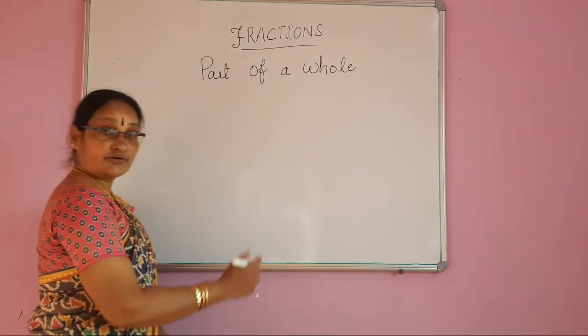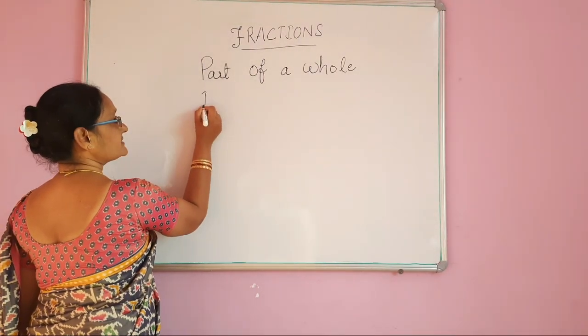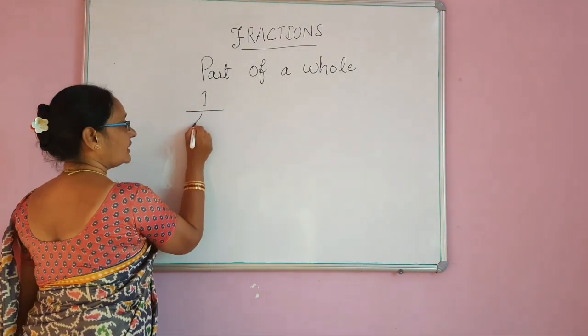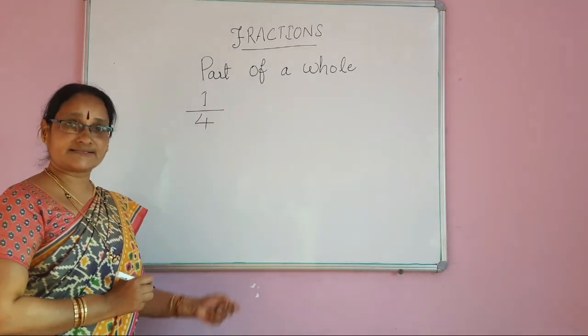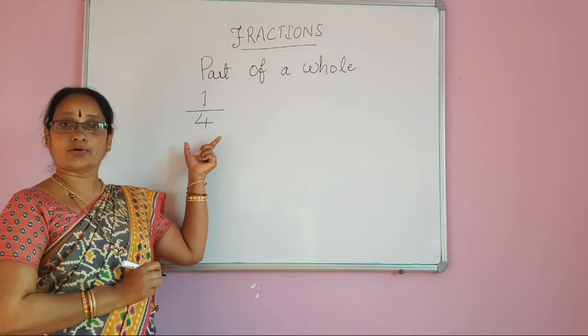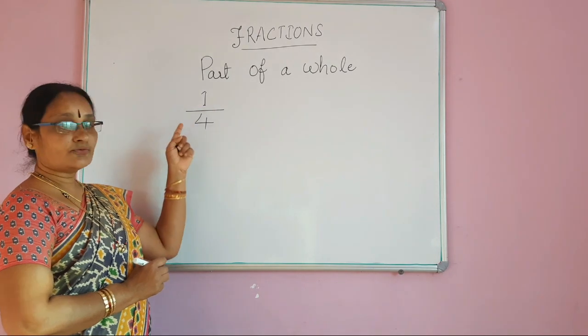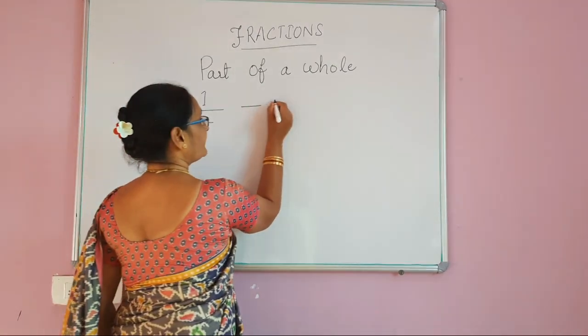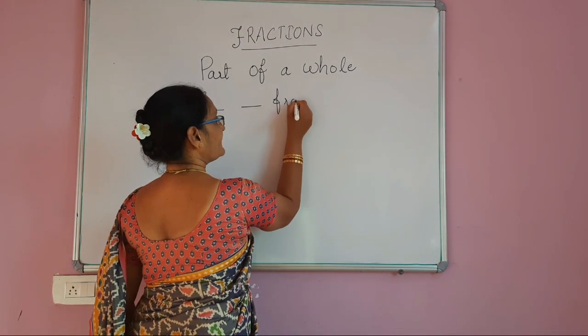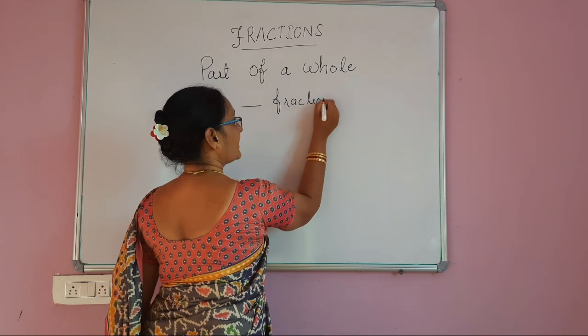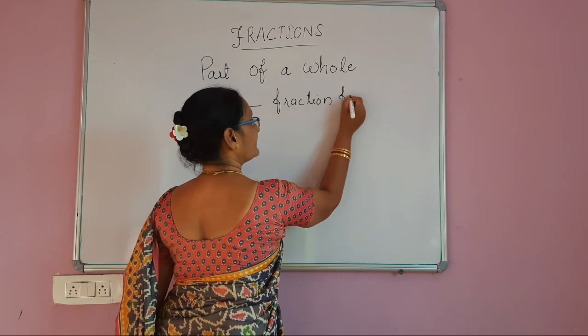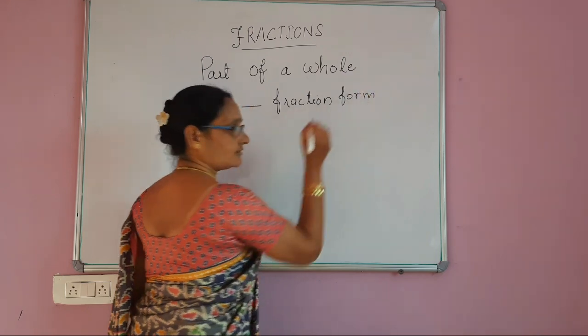How many parts I have taken out? One part I have taken out of 4 parts. This is 1 by 4. This 1 by 4 is called as a fraction, called as a fraction form.